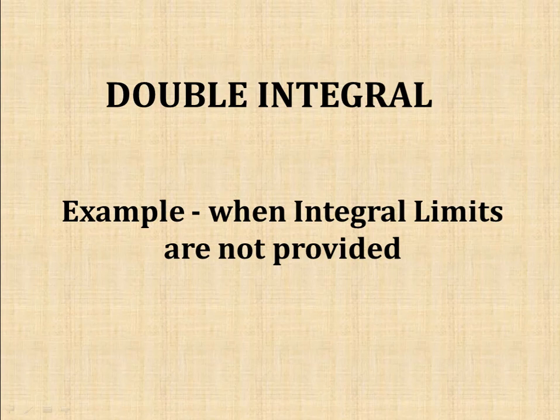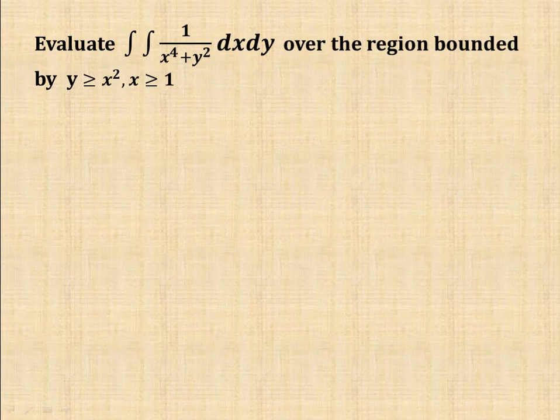In this video, we will study one example on double integral when integral limits are not provided. Consider the example. Evaluate the double integral of 1 by x raised to 4 plus y square dx dy over the region bounded by y is greater than or equal to x square and x is greater than or equal to 1.